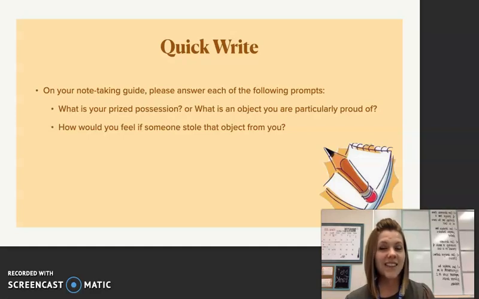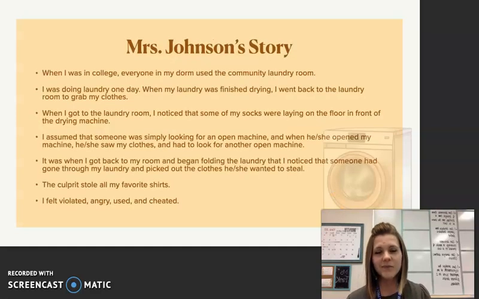So now that you have answered the prompt, I'm going to share how I would have answered this question. Back when I was in college, I lived in the dorms, and in the dorms we all used the community laundry room. Well, there was this one day I was doing my laundry and I set a timer to make sure that I could go back to the laundry room to get my clothes when they were finished drying.